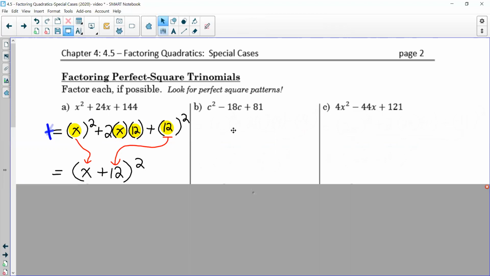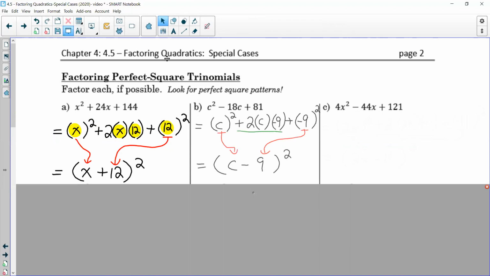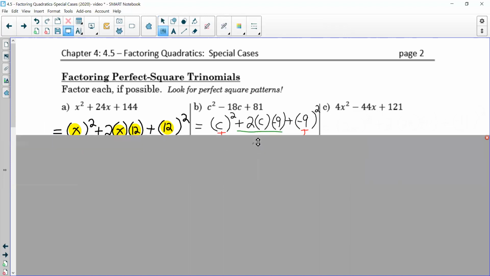All right, let's try B. Let's take a look at this one here. Once again, we're checking the pattern. So this is a perfect square. We can square the letter C and get C squared. 81 is 9 squared. Now, why is it negative? Why are we testing the negative? Well, we're testing the negative because of this negative sign in there. Because we want to try to match this with a doubling pattern of the letter C and the negative 9.